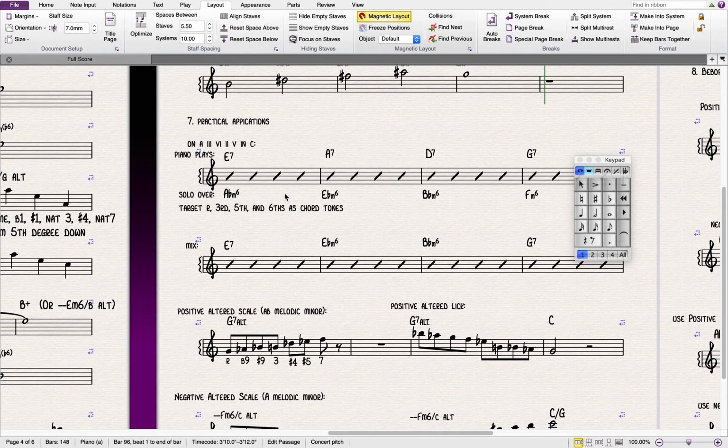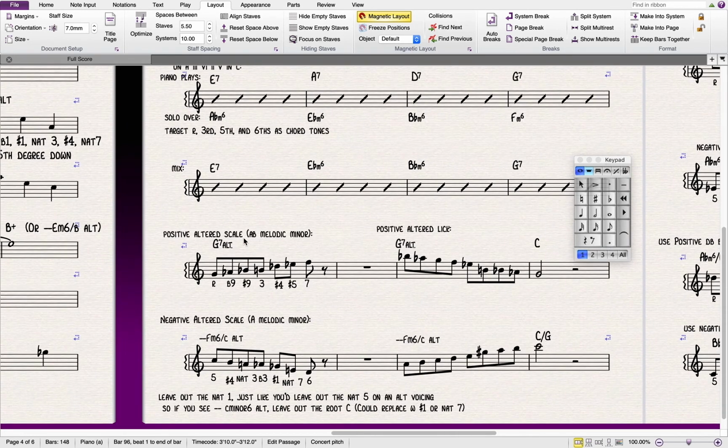Chances are it's going to be hard to solo over an entire song that's already in the positive, like in the negative. But for practical approaches when soloing in a jazz context, I think it's really, really useful when you keep in mind the destination and you make these little journeys happen like that.